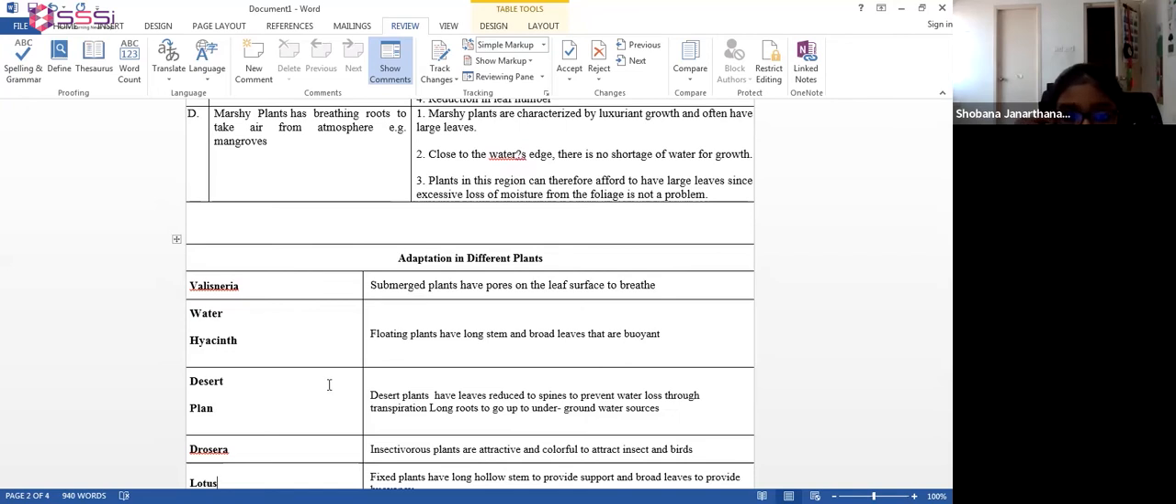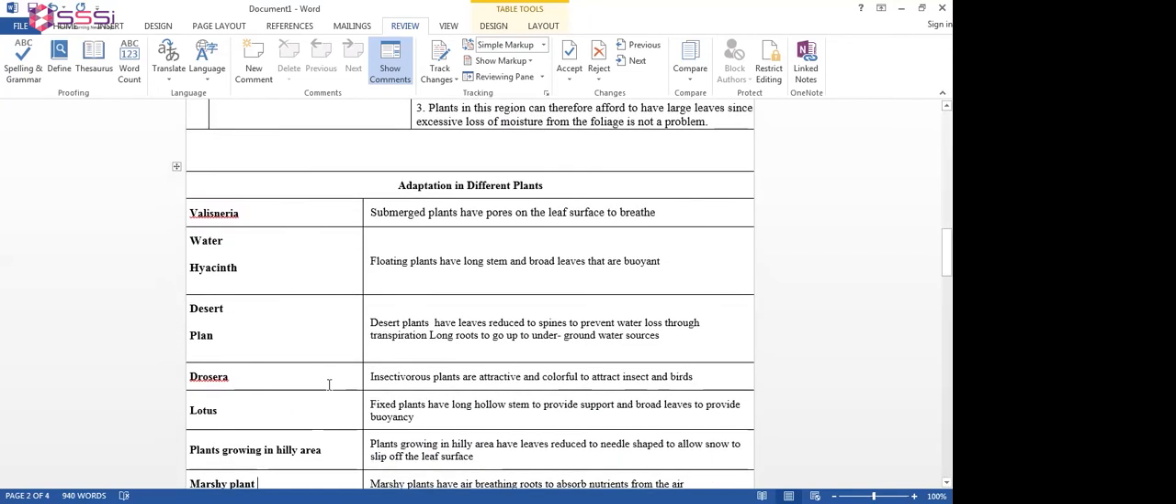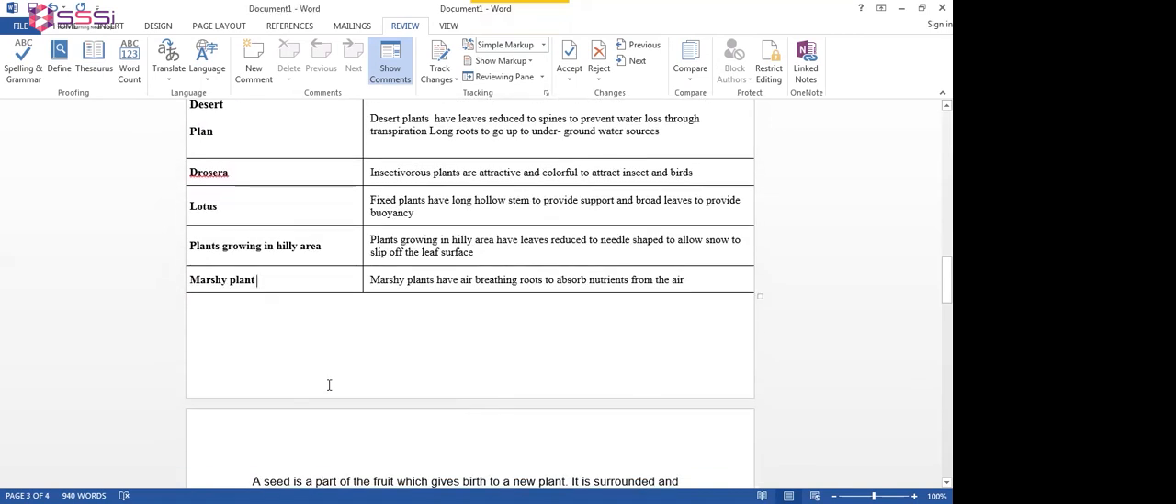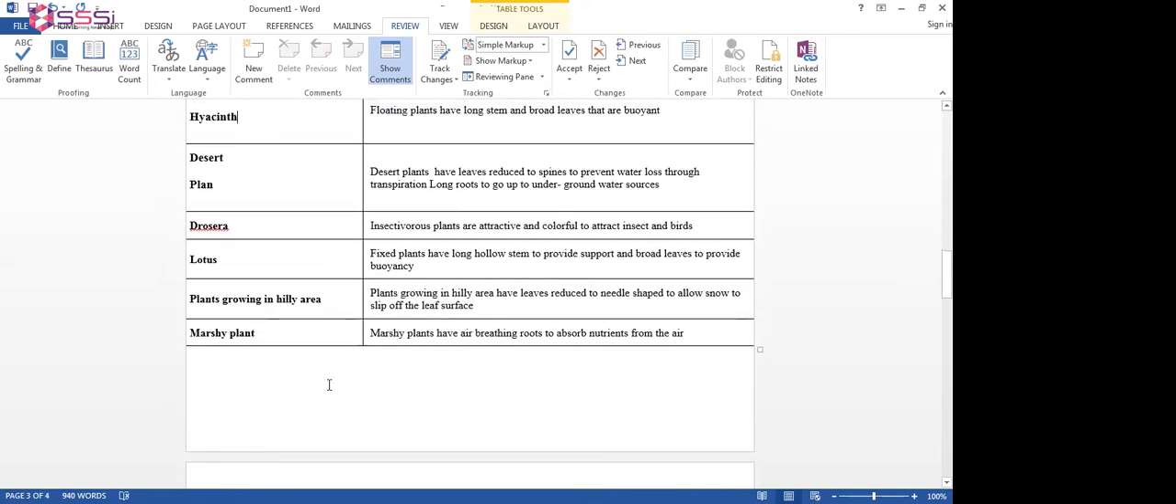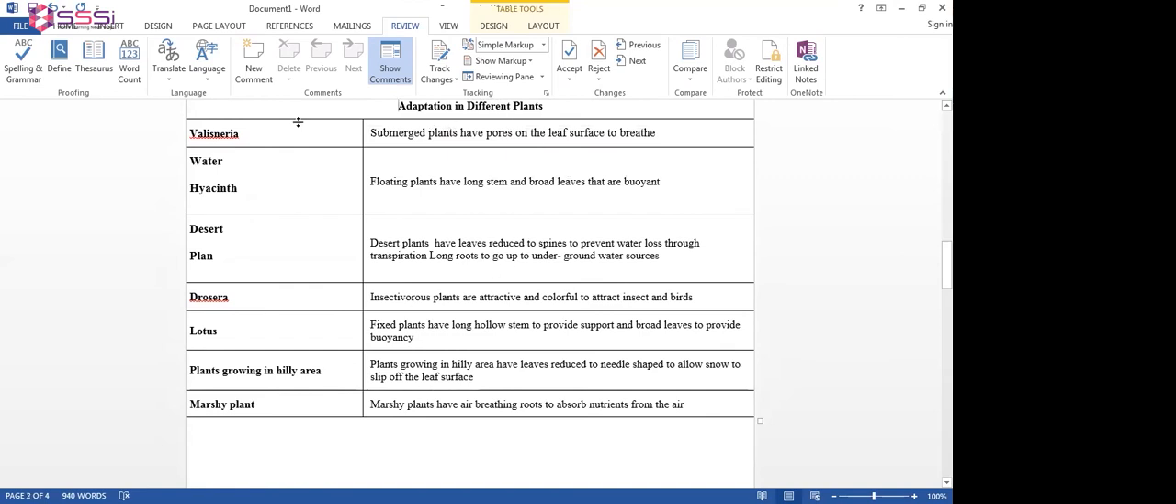Yes, ma'am. So next we'll understand about different plants and their features. Adaptation in different plants. So first is Vallisneria. We have studied about Vallisneria that it is a submerged plant that has pores on leaf surface to breathe, right?